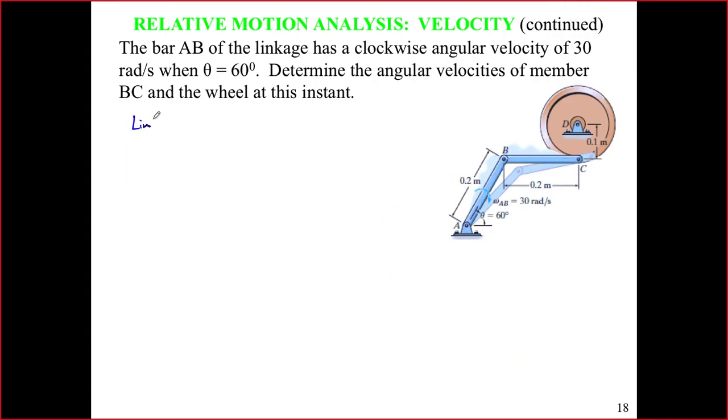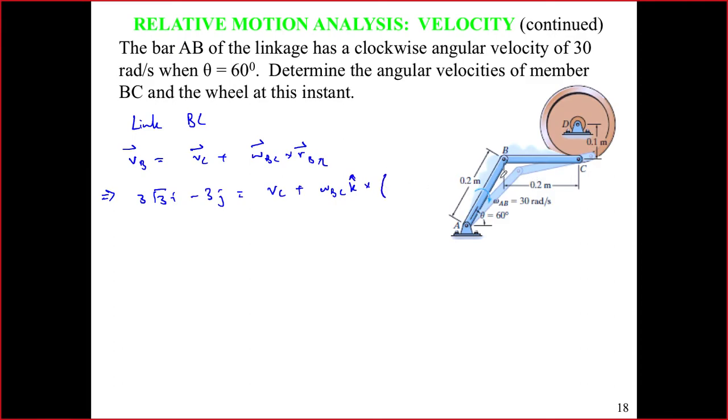So through link BC or link CB, we know that VB is equal to, sorry, let me be quick, VC, which I kept as unknown, plus omega BC k crossed with just minus 0.2 I. Okay, this is done. Perfect. Now this is my equation number one.